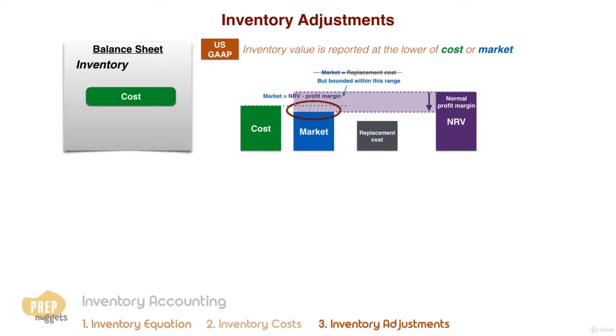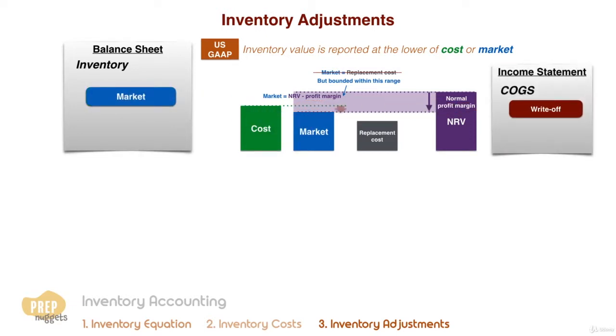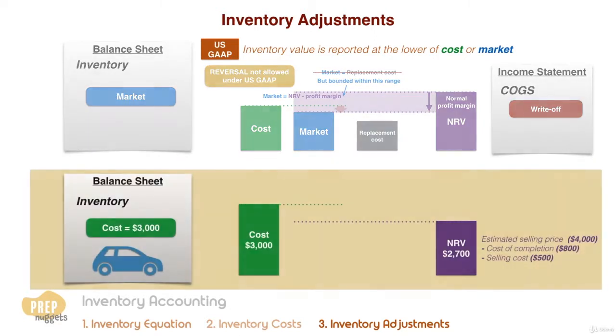If the market is lower than cost, then the inventory has to be written down to market. Unlike IFRS, reversal of write-downs is not allowed under US GAAP. Back to our example. We've earlier determined that the NRV of the car is $2,700. Let's say the replacement cost of the car is $2,500 and the normal profit margin is $300.